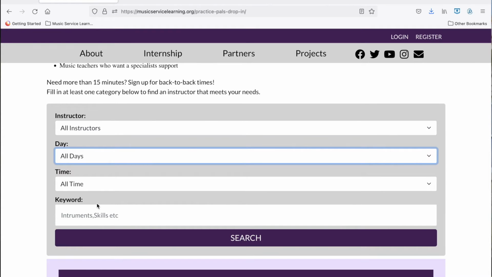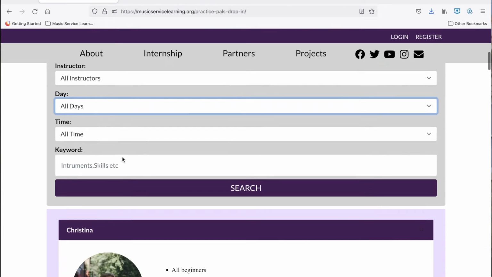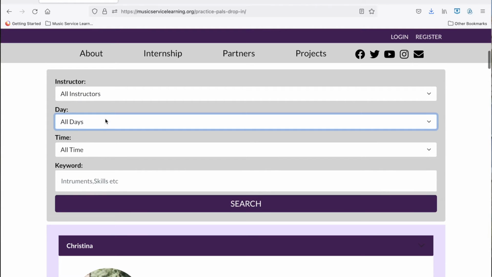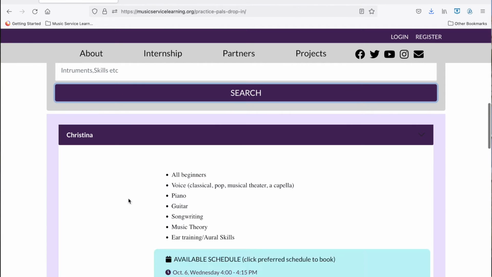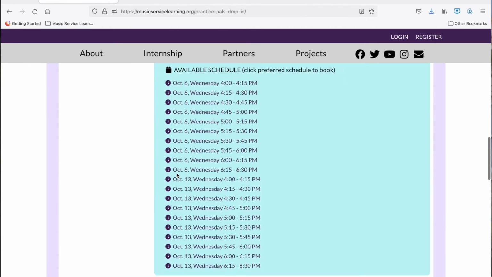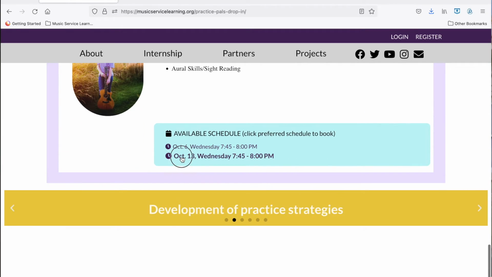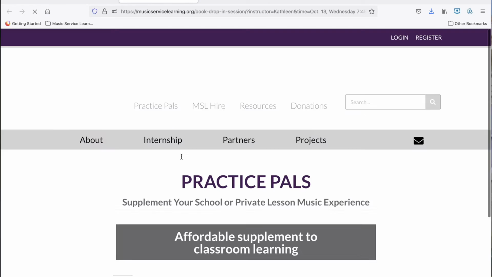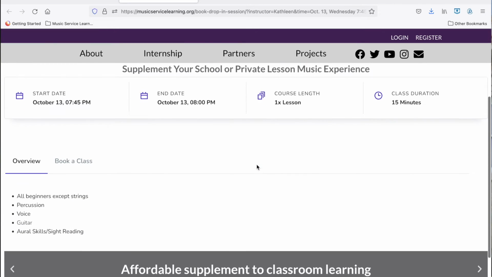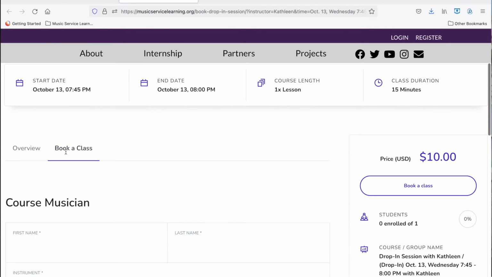Please keep in mind that all of our interns are prepared to teach beginning-level musicians on any instrument unless otherwise noted. Once you search, say you want a time on Wednesday, and you see the teachers who are available with their times on Wednesday, you can pick a time and go to book a class.